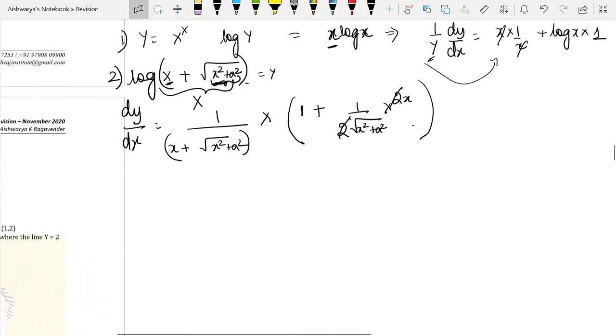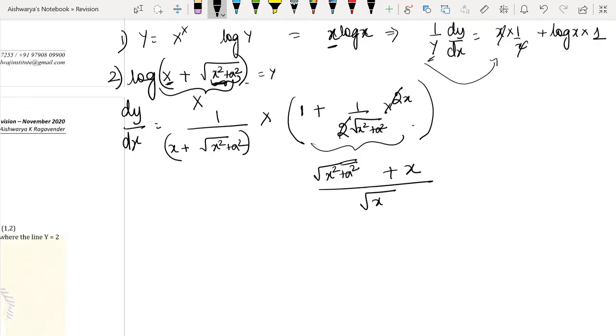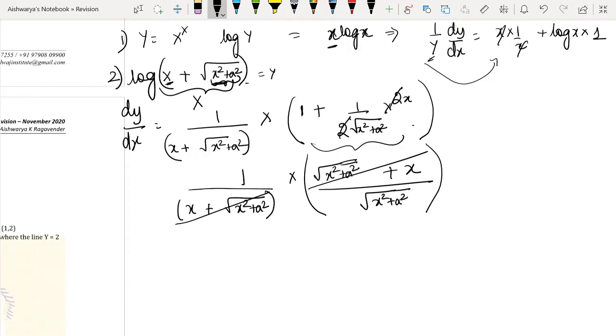We will further take LCM of this. When we take LCM of this particular term, what we will get is root of x square plus a square plus x, divided by root of x square plus a square, into 1 by x plus root of x square plus a square. Now cancel these two things. What you get is only 1 by root of x square plus a square.